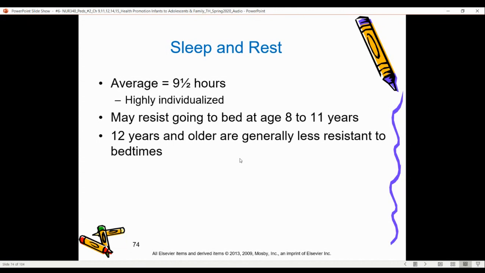They do sometimes resist going to bed around that 8 to 11-year-old period because they're not growing very much at that time, so they don't feel sleepy, so they don't need to sleep as much. And then around 12 or so when they're hitting puberty, then they're generally less resistant with bedtime because they're tired, because they're growing. As they kind of finish off puberty, then they're up late and don't sleep as much.